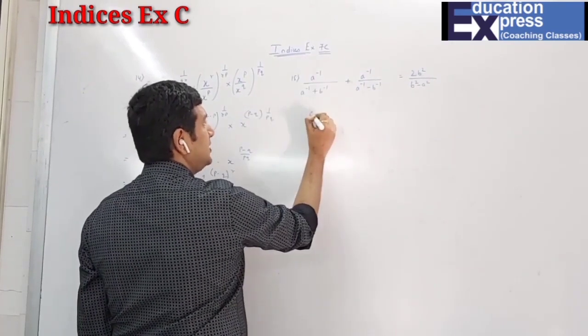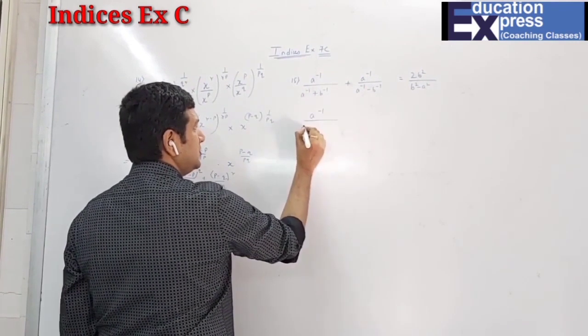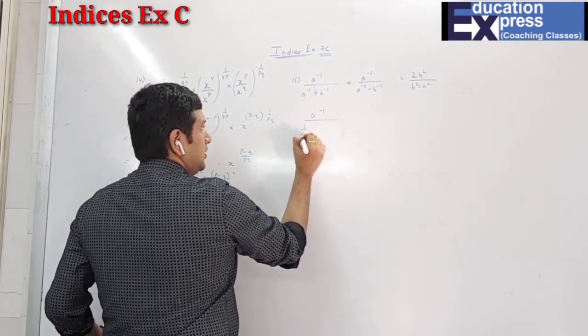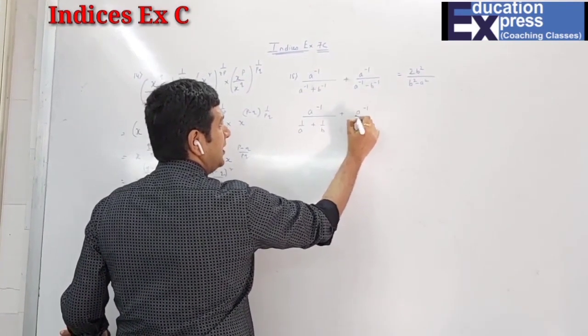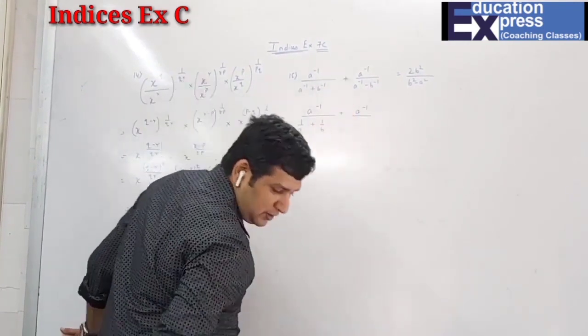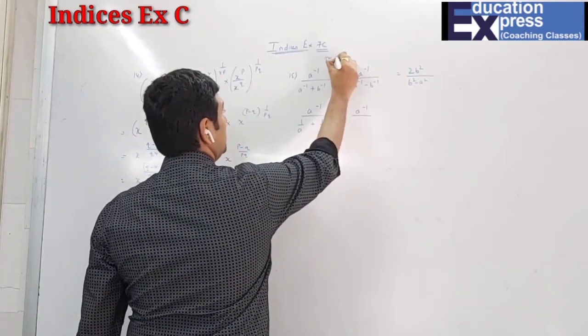A raised to minus 1. Now here first I'll make them positive. So I'll just write 1 upon A plus 1 upon B. Here A raised to minus 1. Here question 15. So students, we have to prove over here. To prove.